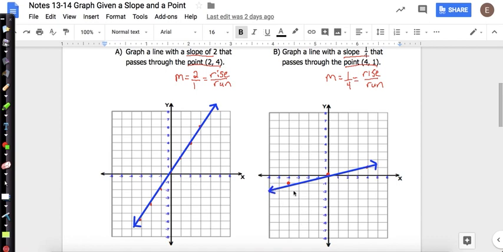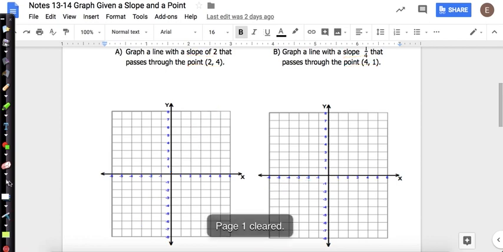And we now have a slope of 1/4. And I can check it: up 1 over 4, up 1 over 4. Okay, turn to the back.